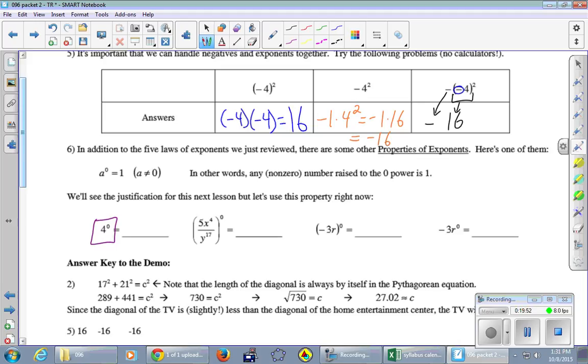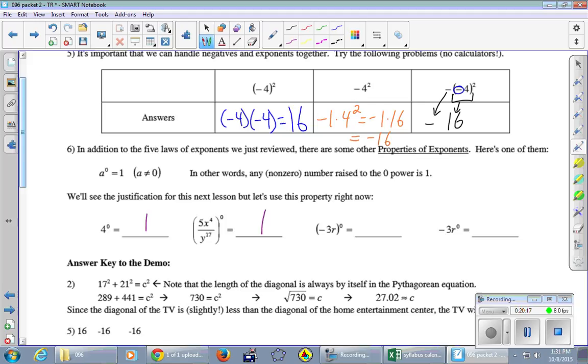Yep. So I'll talk about why we defined 4 to the 0 to be 1 next class. So right now I'm just saying it's something that we have to do, and just believe me for a second. I'll explain it next class. But any number to the 0 is 1 is something you're going to take away here. So that is equal to 1. 5x to the 4th over y to the 17th, all raised to the 0 is 1. Easiest problem on the next quiz.